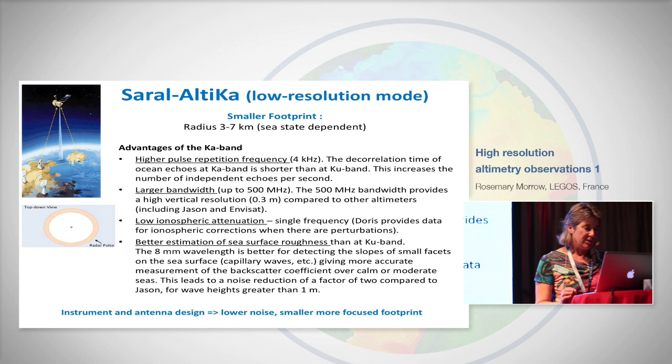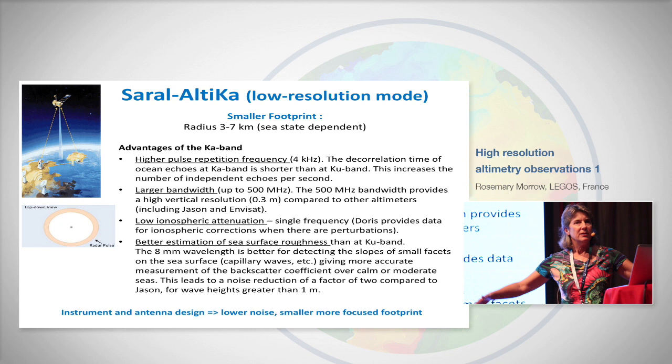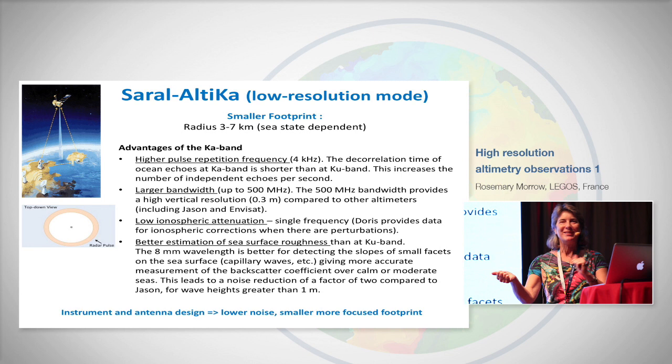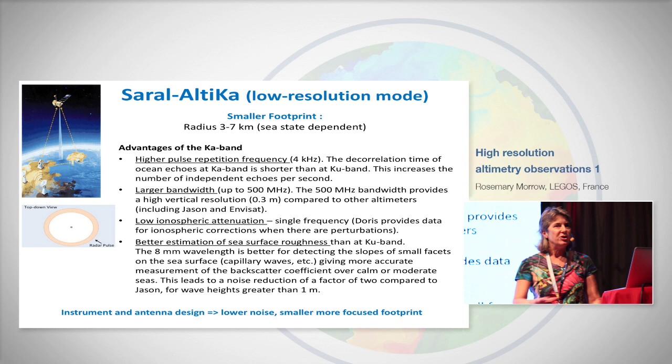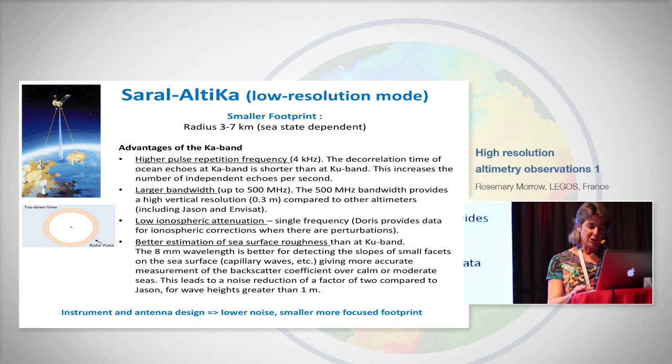So this is sort of like Jason has a low beam. It's like having a torch with high beam, low beam, or a car's lights. Jason has a larger footprint. It averages. It's got a very good signal, but it integrates noise over a larger footprint. AltiKa really focuses in on the ocean with signal that is more focused, but also noise that's smaller.